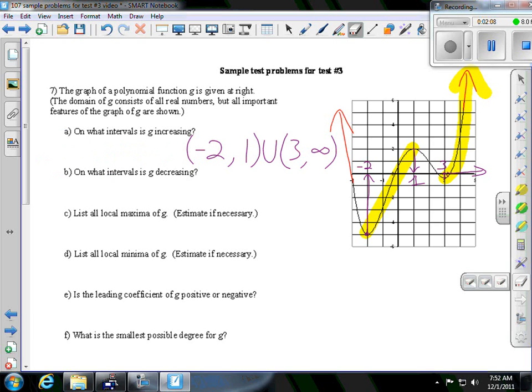Part B, on what intervals is g decreasing? So g is decreasing everywhere else. So in particular, I'll highlight here in blue. We're decreasing from there down to the bottom, and then decreasing on this little piece in here. And again, we're interested in the x intervals. So starting at the far left, meaning -infinity, all the way until -2. And then union, and then it picks up for just that little piece between 1 and 3.